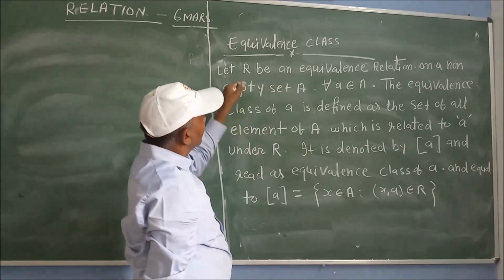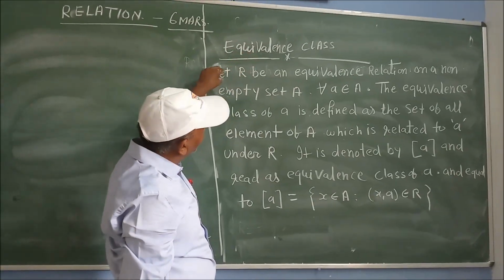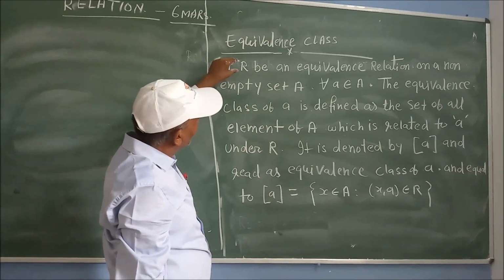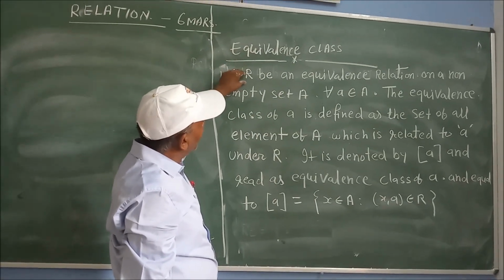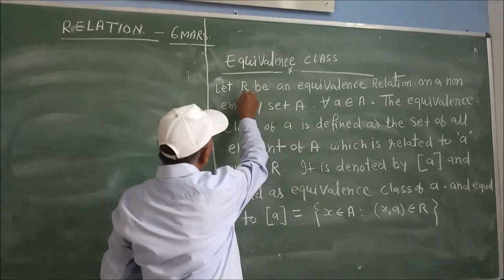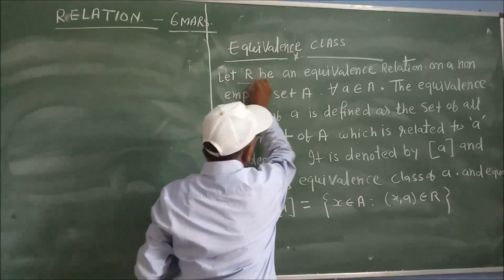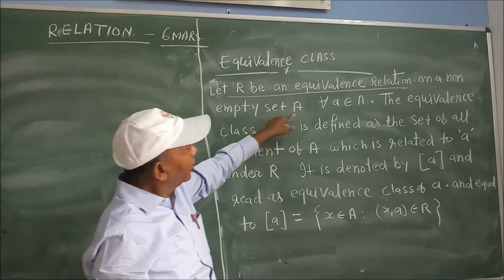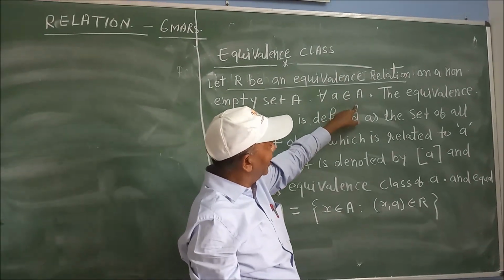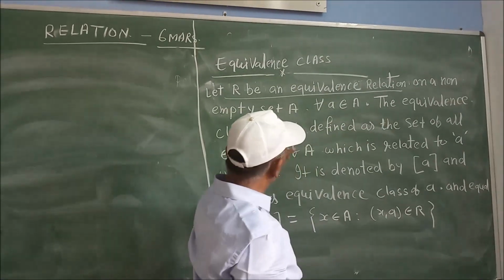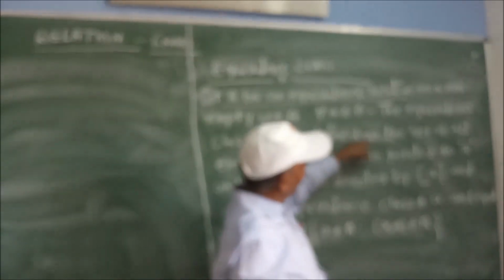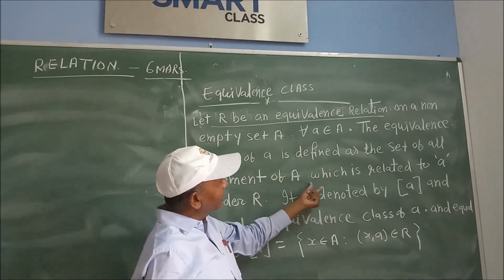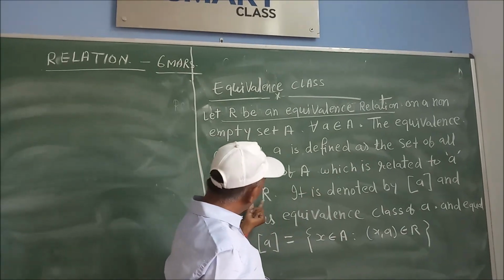Next is equivalence class. See the definition. Let R be an equivalence relation. इक्विवेलेंस क्लास निकालने के लिए सबसे पहले इक्विवेलेंस रिलेशन का होना चाहिए कि जिस टर्म का, जिस एलिमेंट का हम इक्विवेलेंस क्लास निकालना चाहिए, वो इक्विवेलेंस रिलेशन में होना चाहिए। On a non-empty set A, for all a belonging to A, the equivalence class of a is defined as the set of all elements of A which are related to a under R.